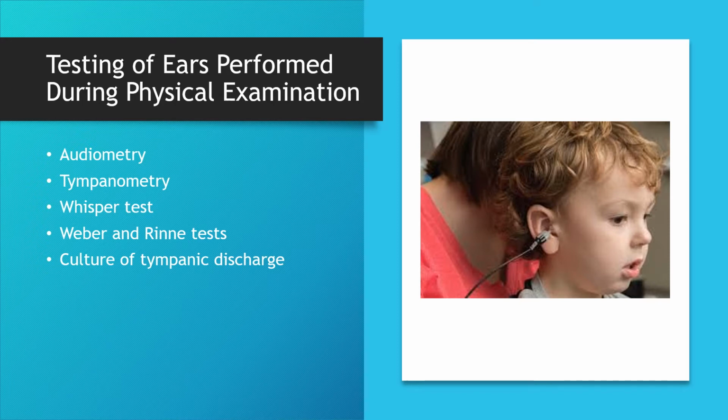The examiner will whisper a series of numbers and letters into the patient's ear upon exhalation, and if the patient is able to repeat it, then hearing is intact. Weber and Rinne tests are for conductive or sensorineural hearing loss. And then culture of that tympanic discharge, we've also discussed obtaining that fluid drainage to test for any specific bacteria or treatment.